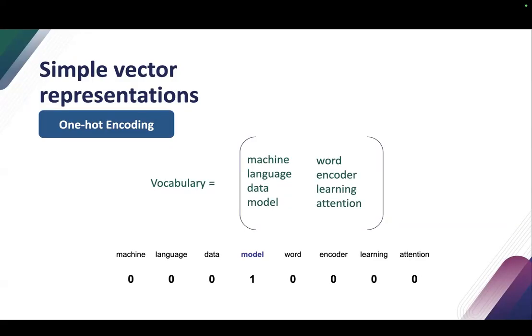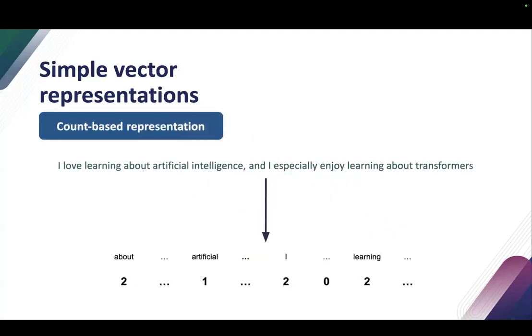But what happens if you have a very extensive vocabulary, like thousands and thousands of words? Then you have a very sparse vector, and there's only one value in that entire vector that contains a 1. So it becomes very inefficient to train and just to represent your language in general.